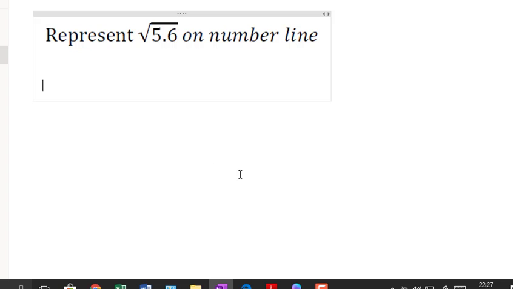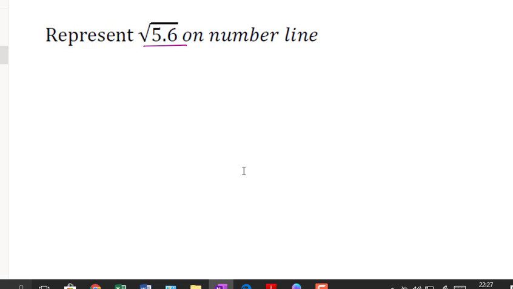Now the third question is, represent root 5.6 on the number line. When we have to represent an irrational number, there are two types of irrational numbers. One is like root 2, root 3, root 5. To represent them on the number line, we have one method.